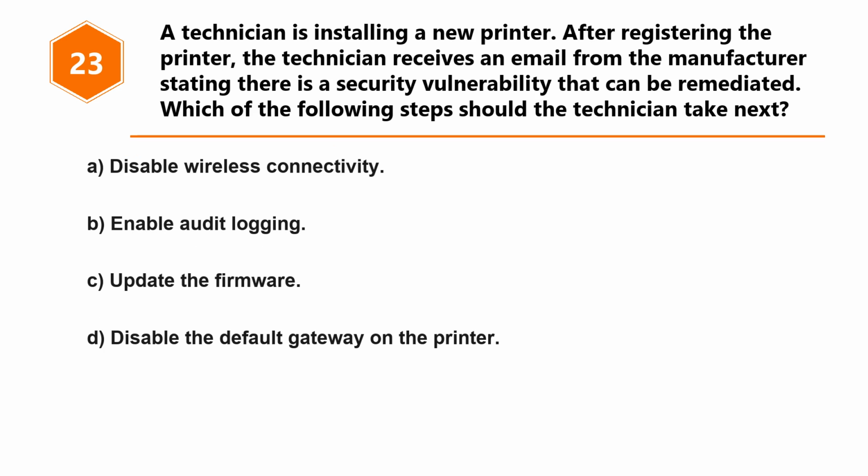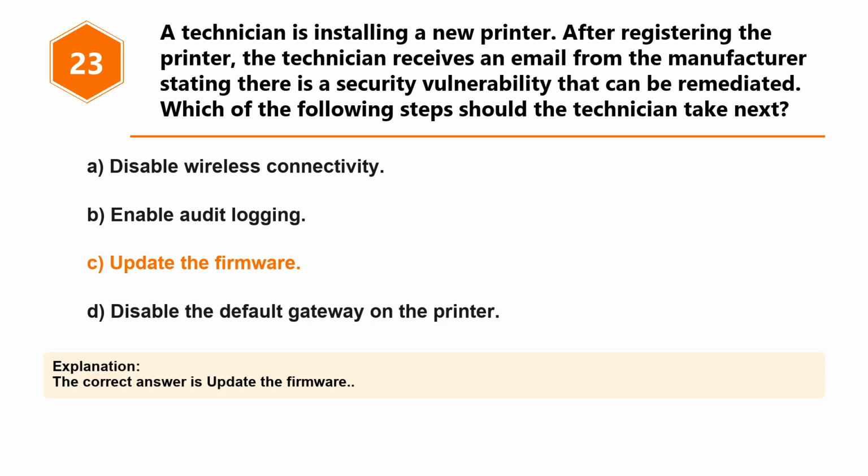Question 23. A technician is installing a new printer. After registering the printer, the technician receives an email from the manufacturer stating there is a security vulnerability that can be remediated. Which of the following steps should the technician take next? Option A, disable wireless connectivity. Option B, enable audit logging. Option C, update the firmware. Option D, disable the default gateway on the printer. The correct answer is option C, update the firmware.